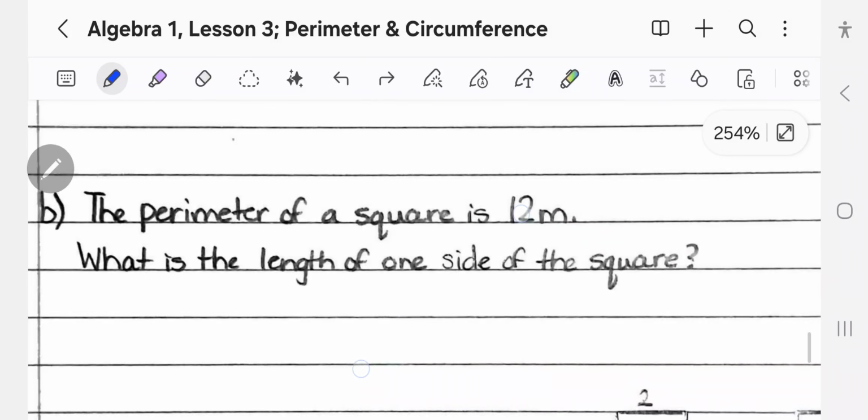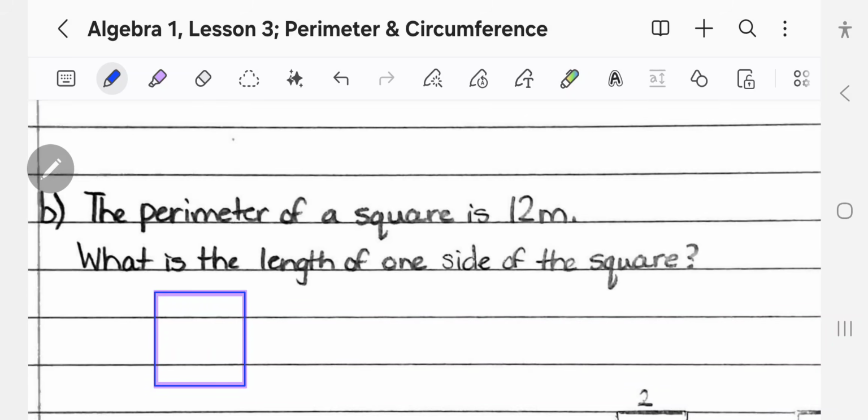For B, the perimeter of a square is 12 meters. What is the length of one side of the square? Well, you have to know what a square is, right? So a square is going to have 4 equal sides. So here's our square, and it says the entire perimeter. So this side plus this side plus this side plus this side is equal to 12.